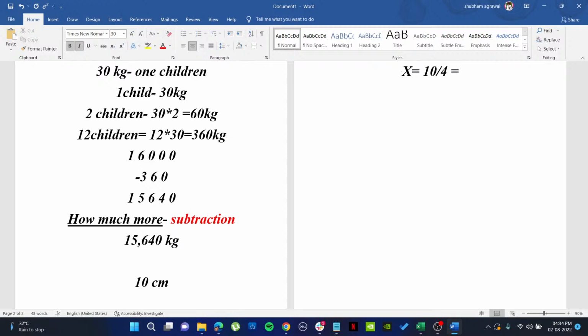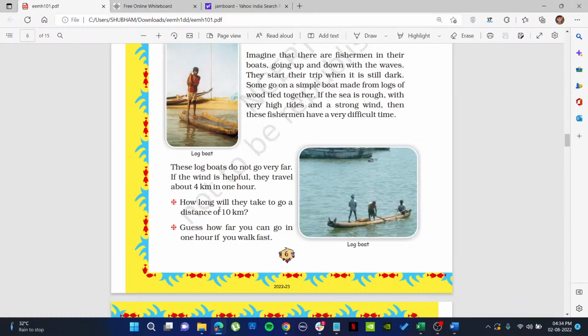And if we divide 10 by 4, we will get 2.5. And that is going to be 2.5 hours. Okay. So for that, our answer would be 2.5 hours.